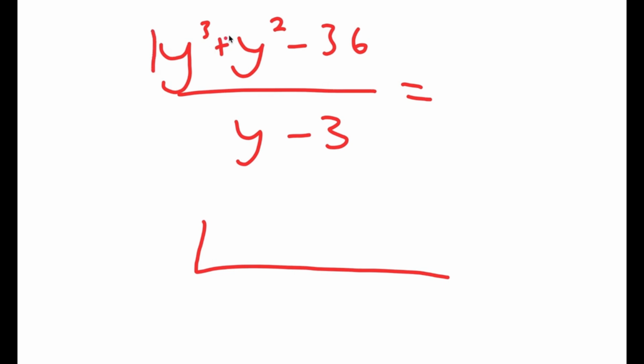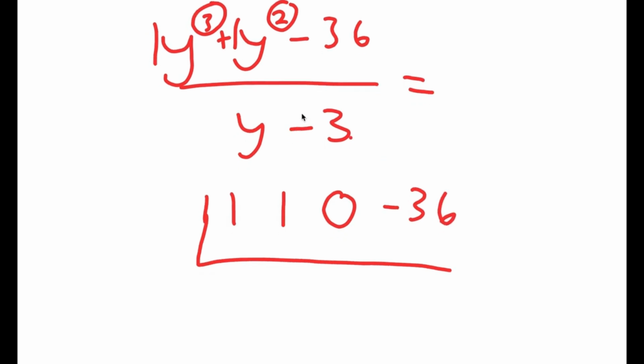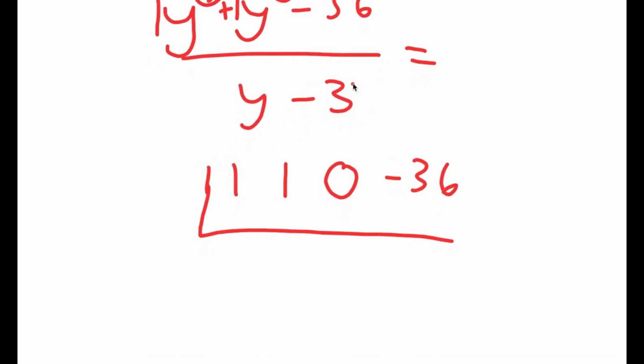But basically, we have the coefficients of our numerator here. The first coefficient is 1, the second one is 1 as well. We're supposed to have a y here because our exponents go in order, decreasing, and we don't have y to the power of 1 here, so we just say 0. And then finally we have negative 36 at the end. And then for our denominator, we have 3.